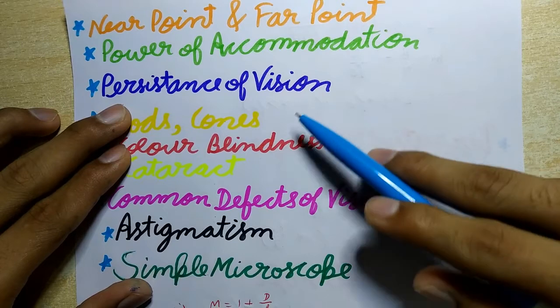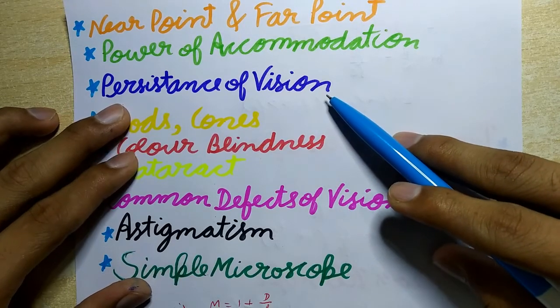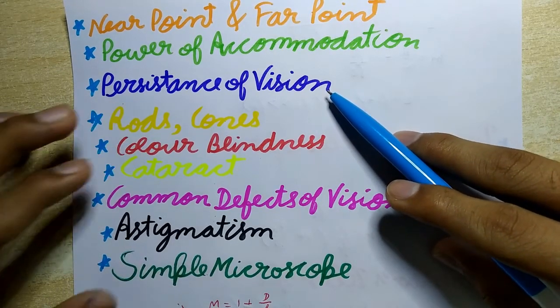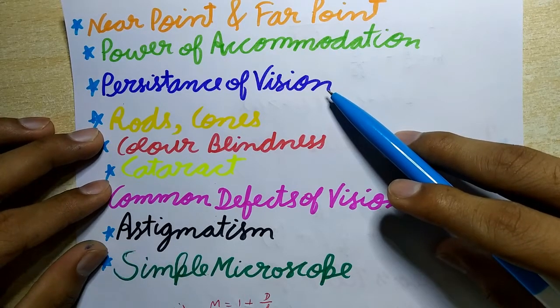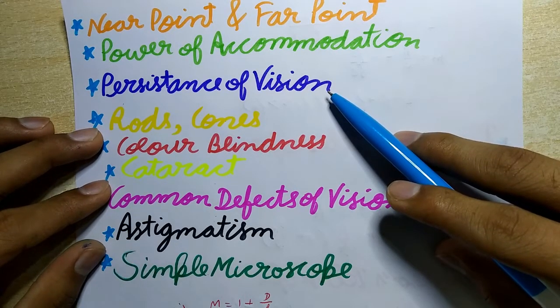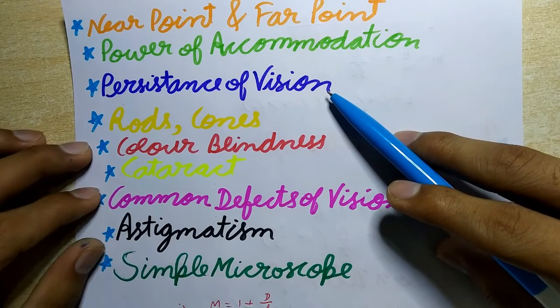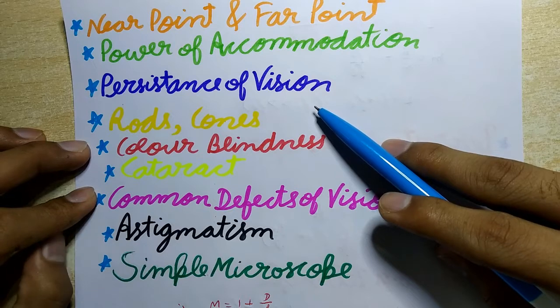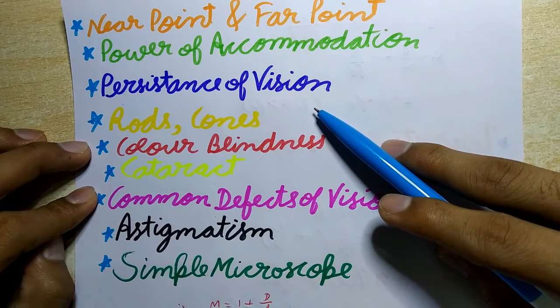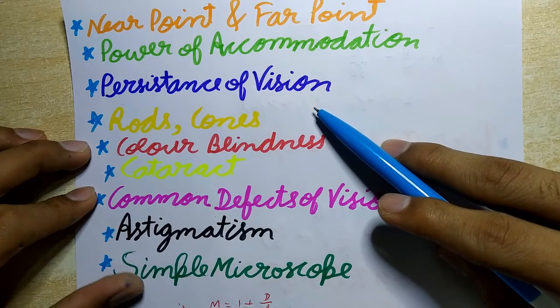Now next is persistence of vision. The phenomenon of continuation of the impression of an image on the retina for some time even after the light from the object is cut off is called persistence of vision. The impression of the image remains on the retina for about 1/16th of a second.